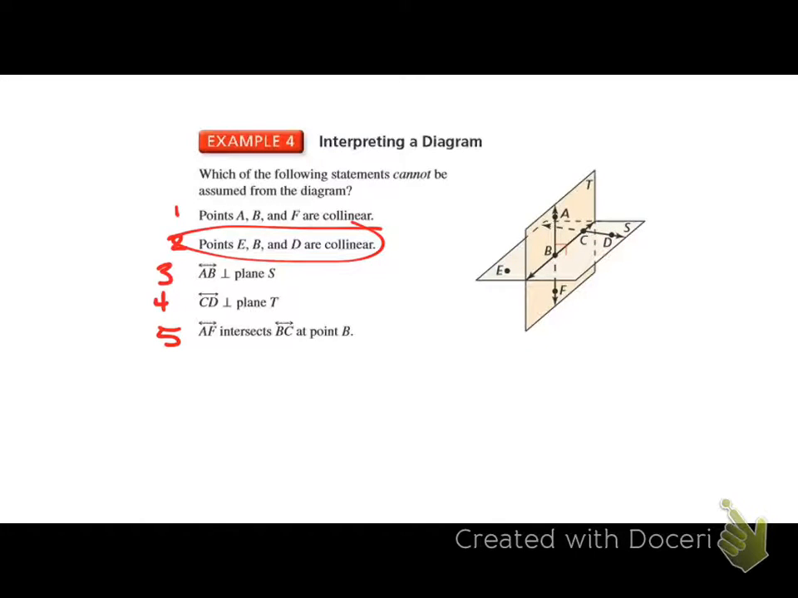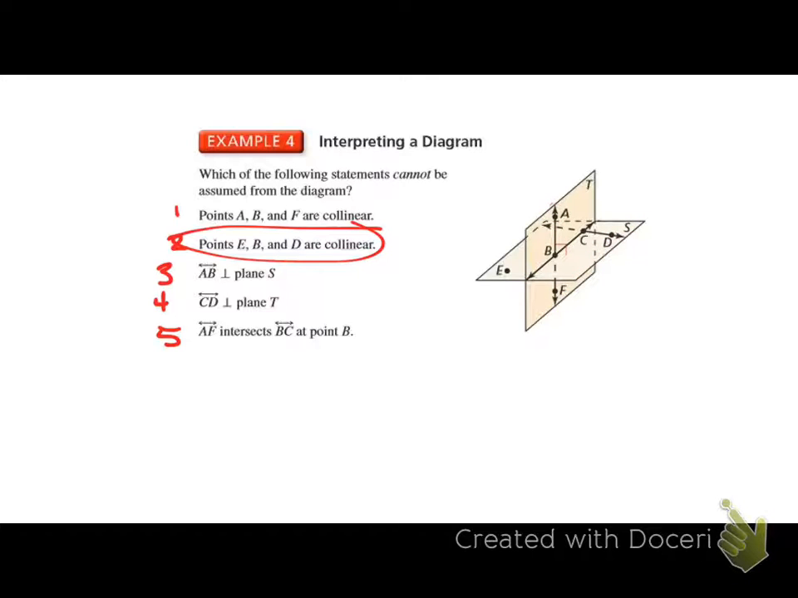Then it says line AB is perpendicular to plane S. So line AB is this one, and plane S is here, right? You see this right angle? It sits on the line and the plane, so that one is true.